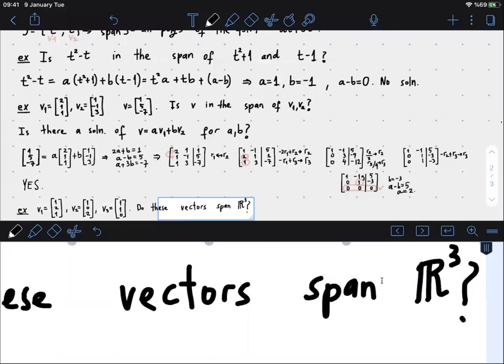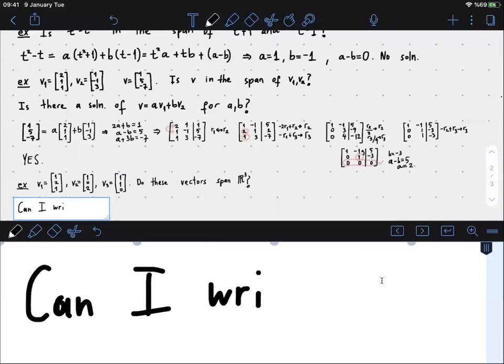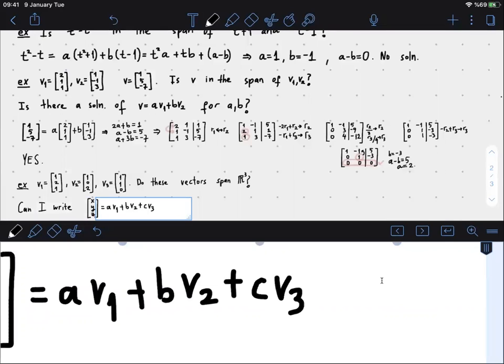Okay. What does this mean? So the question is really, can I write any vector x, y, z using these 3 vectors: a times v1 plus b times v2 plus c times v3? Can we find a, b, c such that this equation is satisfied?